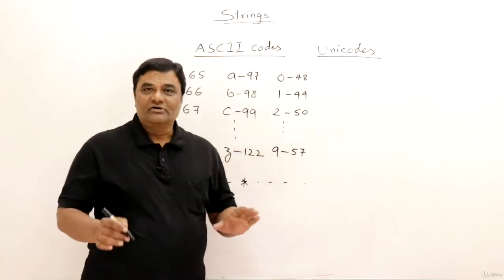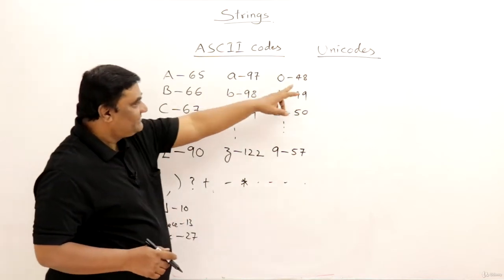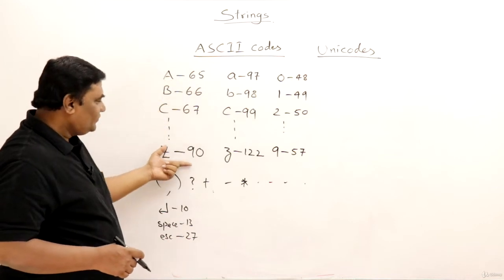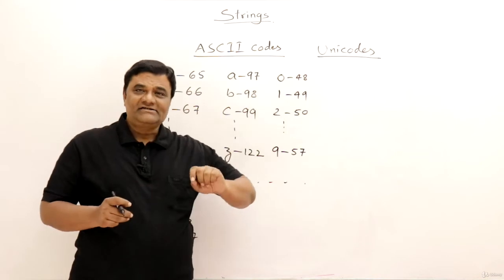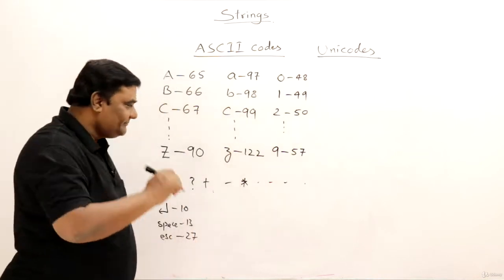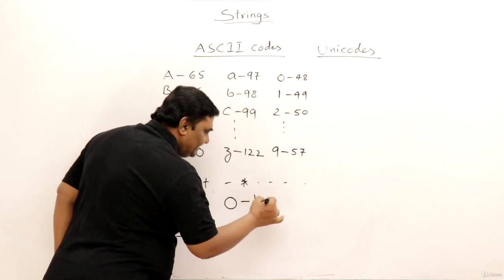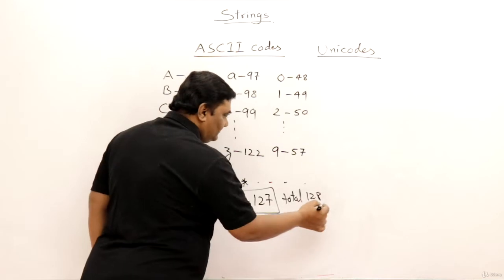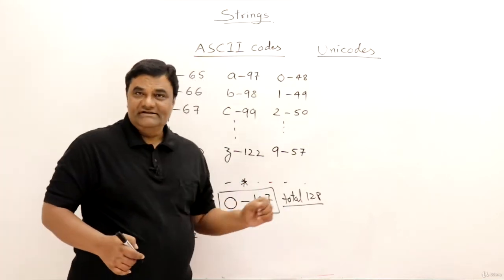So this is a set of ASCII codes. If you see the ASCII codes I have given, this is 48 to 57, then next is 65 to 90 and 97 to 122. So actually, where are they starting and where are they ending? That is important. ASCII codes are starting from 0 to 127. Total 128 ASCII codes are there. Total 128, starting from 0 to 127.